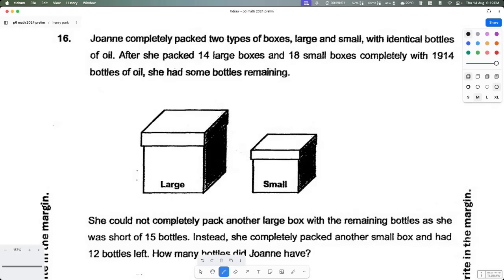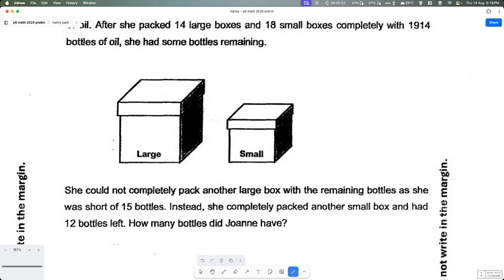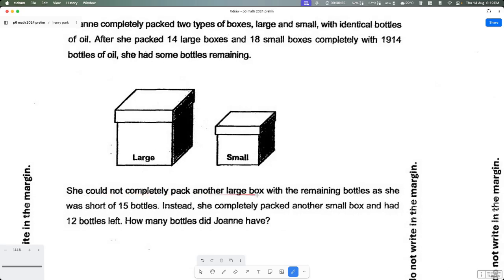Question 16. Joanne completely packed 2 types of boxes, large and small, with identical bottles of oil. After she packed 14 large boxes and 18 small boxes completely with 1,914 bottles of oil, she had some bottles remaining. She could not completely pack another large box with the remaining bottles as she was short of 15 bottles. Instead, she completely packed another small box and had 12 bottles left. How many bottles did Joanne have?